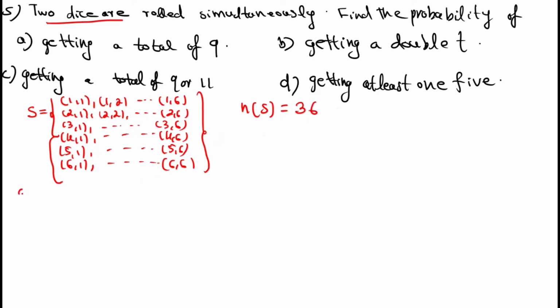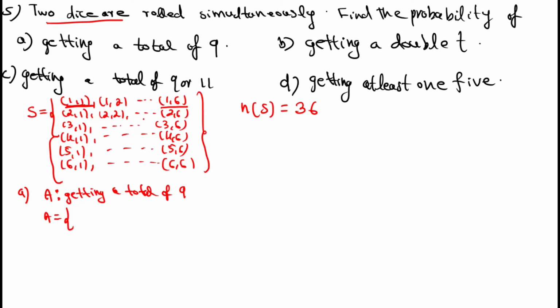Okay, now consider the first event A such that, getting a total of 9. That means event A is equal to, see, it's one outcome of the random experiment, right? (1,1): add 1 and 1, you will get 2 only. Or observe this one, (1,6) is there. What you have to do is select outcomes for event A such that their sum is equal to 9. 1 plus 6, you will get 7 only, right? So that is not possible.